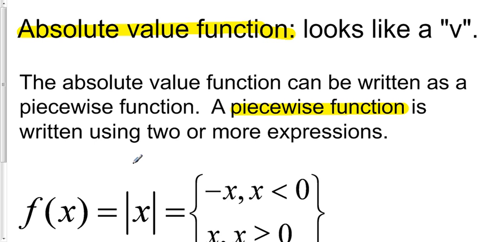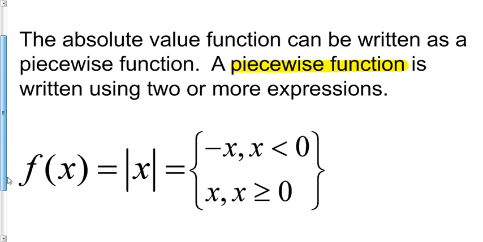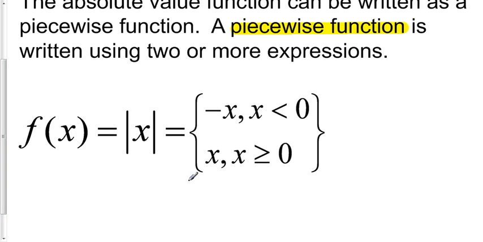So the absolute value function, when you graph it, looks like a V. These are very easy to identify. The absolute value function can also be written as a piecewise function, and here's your definition. A piecewise function is written using two or more expressions. Here's the piecewise function for the absolute value of x. The absolute value of x equals negative x when x is less than 0, and positive x when x is greater than or equal to 0.